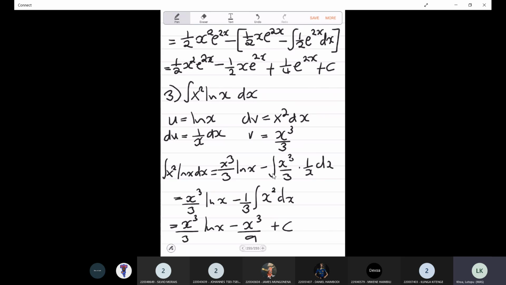And as always, you can very quickly differentiate this and see if you end up back at x squared ln of x. The answer you get there might require you to do some algebra so that it looks exactly like what you started with, but if you've done it correctly, the derivative of this is that function you are integrating.